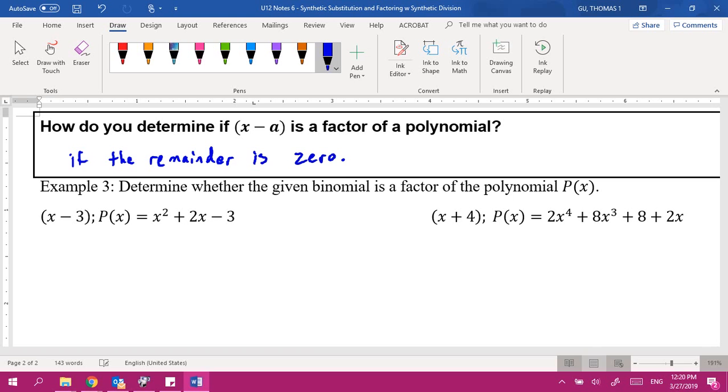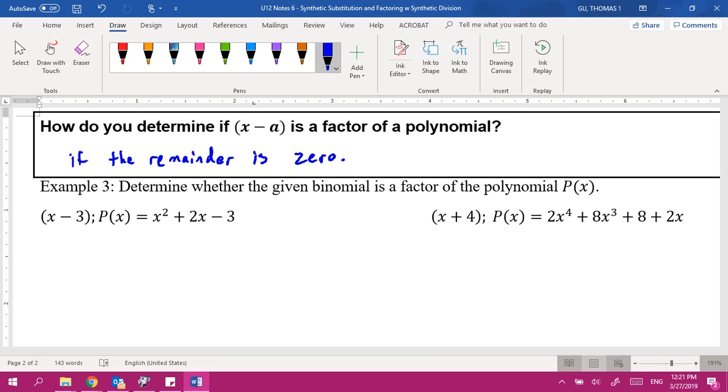All right, think about it. If I asked you, is 5 a factor of 10? Yes, it is. What's 10 divided by 5? 2. What's the remainder? The remainder is 0. If I divide 10 by 5, the answer is 2. There's no remainder. Remainder is the leftovers. If you divide evenly, there's no leftovers. Remember? So the same thing right here.